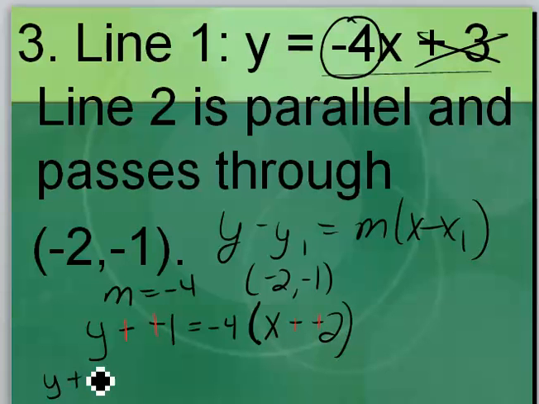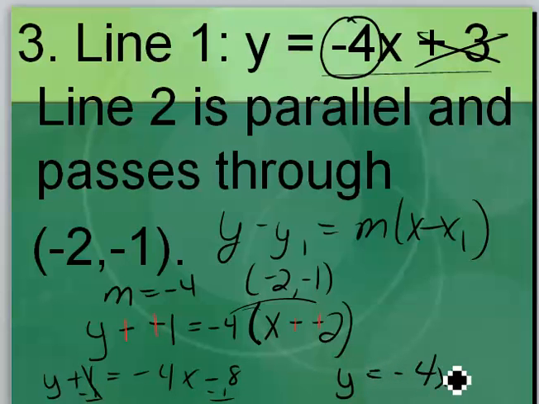So we have y plus 1 equals negative 4x. This right now is a positive 2, so negative 4 times positive 2 is negative 8. And to get y by itself, we're going to subtract 1. So we have y equals negative 4x. This is plus a negative, so we have minus 9. Even if you solved using the other method, you should have gotten the same answer.